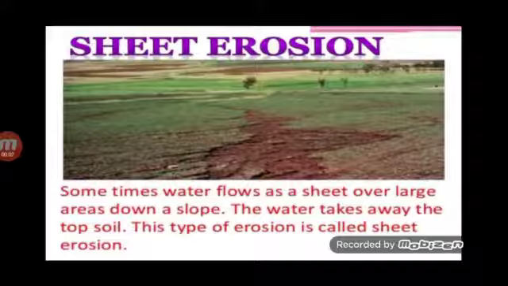Sometimes water flows as a sheet over a large area down a slope. In such cases, the topsoil is washed away. This is known as sheet erosion.